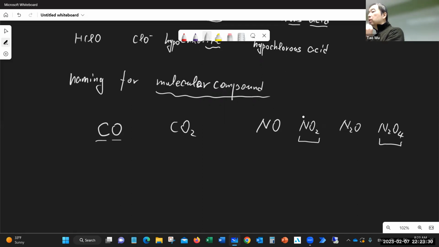When you name molecular compounds, you have to specify how many of those atoms are in the molecule. That is a very important part. You have to specify. Usually right now we only talk about compounds with just two atoms, or two elements.